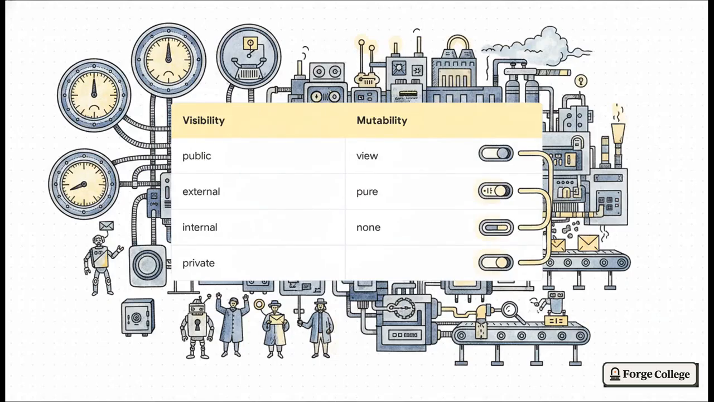Now, what's really interesting about this is how we can fine-tune these machines using specific dials and switches. Visibility and state mutability. Visibility dials like public, external, internal, and private control exactly who is allowed to walk up and press the start button. Mutability dials like view, pure, or none control whether this machine is actually allowed to alter the factory state or if it's just looking at the data on a clipboard. Getting these settings right is absolutely crucial for both security and gas optimization.